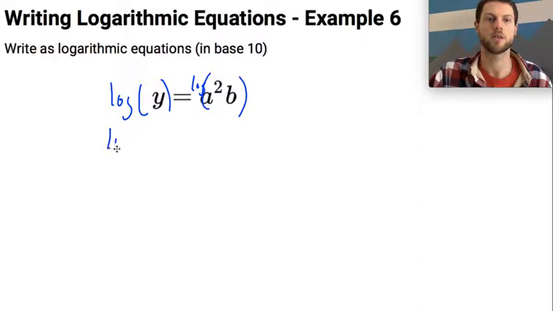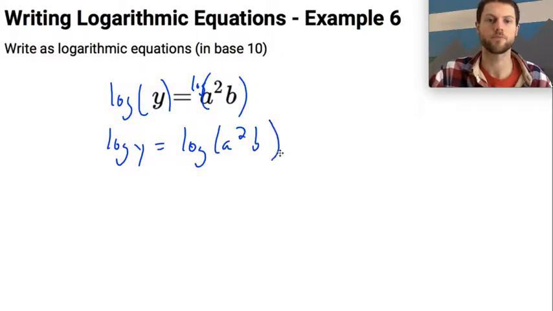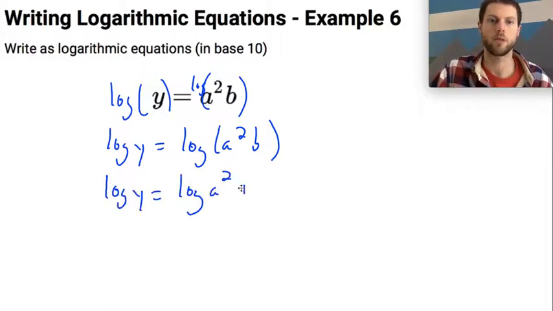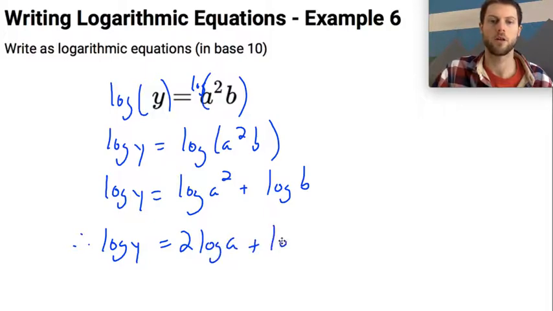So I can rewrite this as the log of y equals the log of a squared times b. Now all I need to do is expand my logs. So this is going to be log of y will equal log of a squared plus the log of b. Now I can take care of this a squared to make that a power of a power. So this is log of y equals 2 times the log of a plus the log of b. And there you have it.